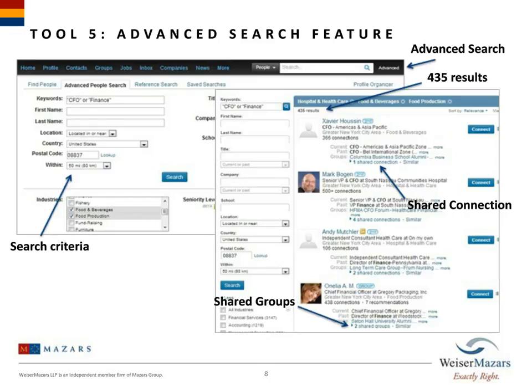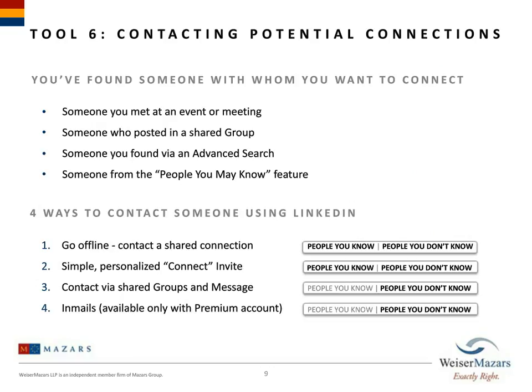All right, so that's tool number 5. Again, really, really useful. Now, tool number 6, this is contacting potential connections. So this is where we're going to talk about the etiquette for a little bit. I want to review some things you should be doing, best practices, maybe some things you shouldn't be doing. So here we go.